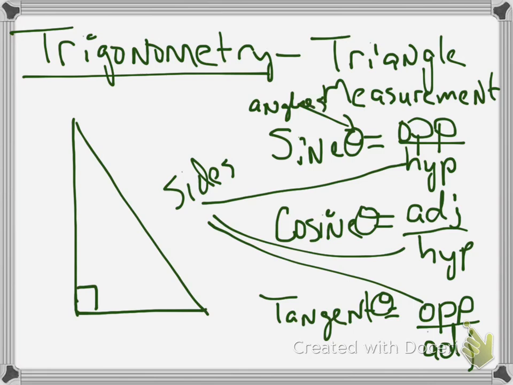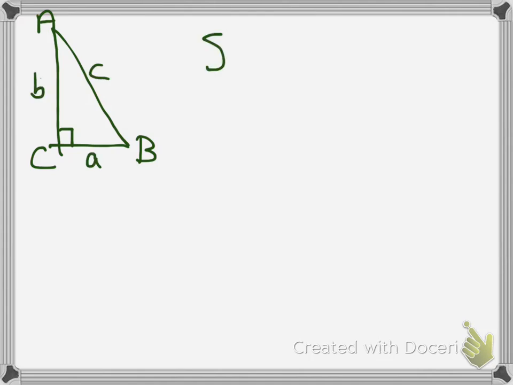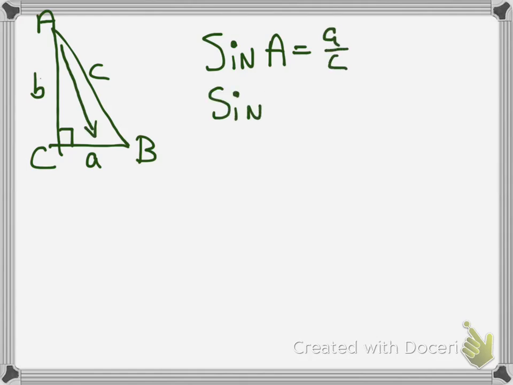So, here's A, B, C, and there's little a, little b, little c, so we know that those things go together. Sine of A, which means sine of angle A, means I want opposite over the hypotenuse. In this case that would be little a over little c. Sine of B would be the opposite of that, which would be little b over c.